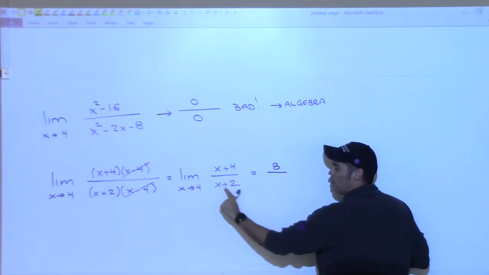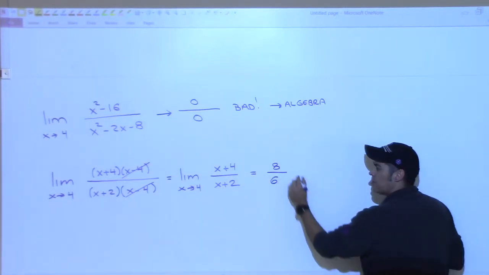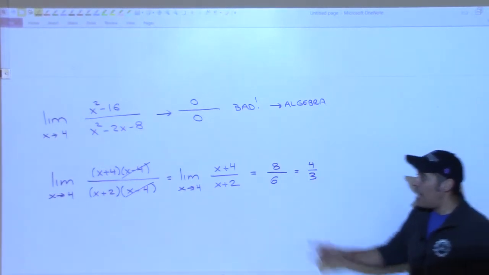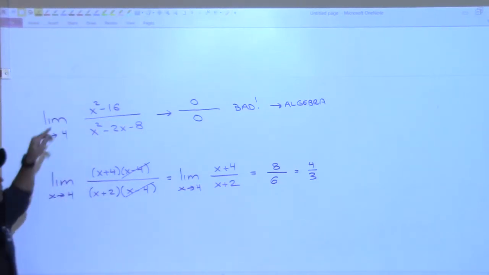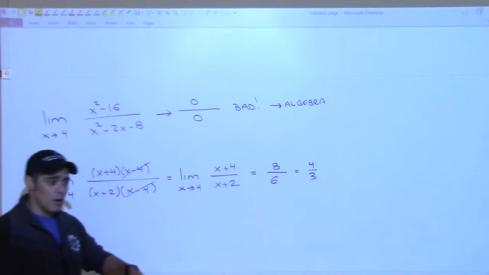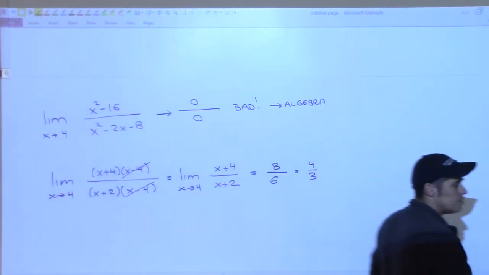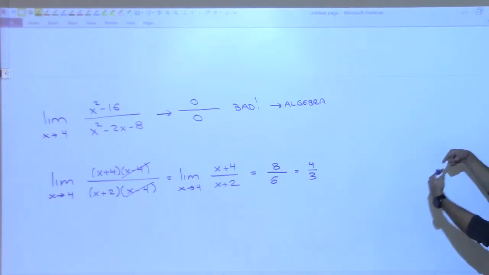If that's headed towards 4, this is headed towards 6, right? So this is headed towards 4/3. Are we saying that if we plug 4 into this, we get 4/3? No. We're saying that as you approach 4 from the left and from the right, the function is approaching 4/3. So if I were to graph this again, we would have a hole, and the computer would not show us the hole, but we would definitely be approaching 4/3 from both sides.